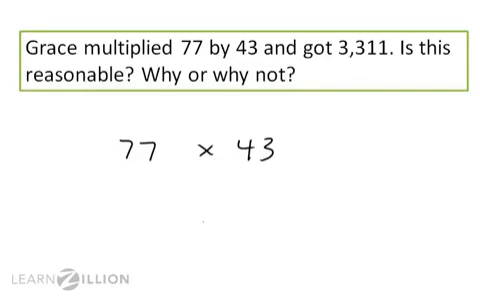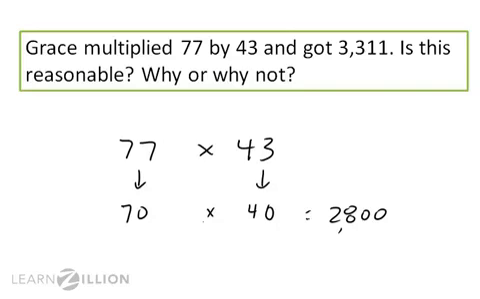To see if Grace's answer is reasonable, we'll keep the first digit of both numbers, since this is front-end estimation, and then we'll multiply. The front of 77 is 7, so it becomes 70. The front of 43 is 4, so it becomes 40. Essentially, we rounded both of those down. 70 times 40 gives us 2,800.